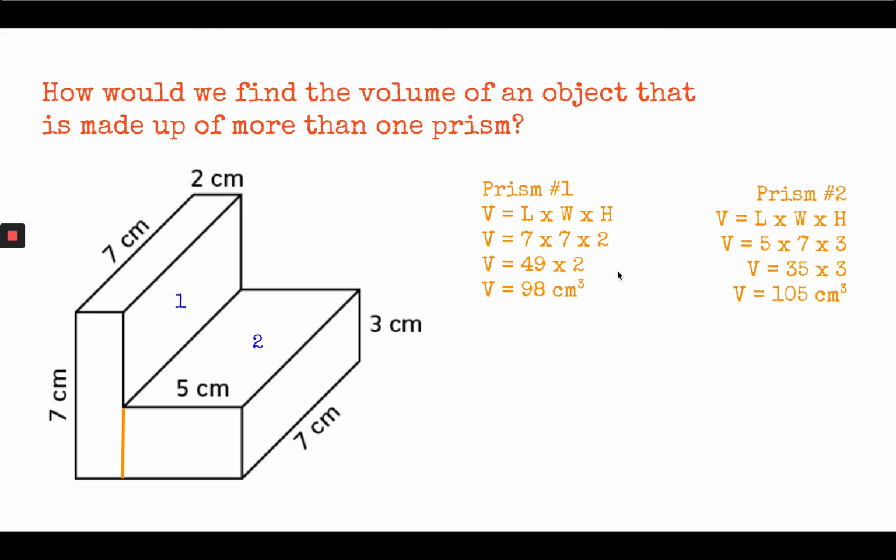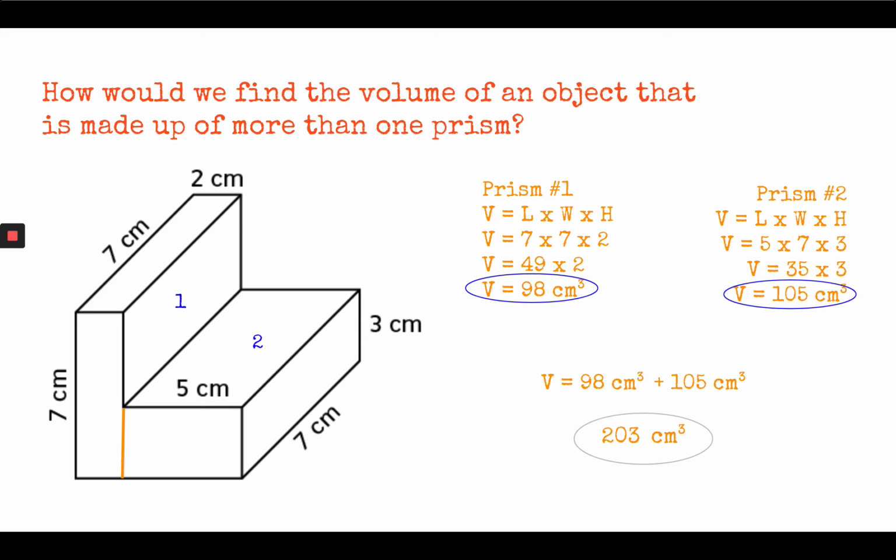This is not the total answer because I want to find out what this is all together. So I'm going to take my volume from prism 1 and my volume from prism 2, and I'm going to add those. So 98 centimeters cubed plus 105 centimeters cubed. It's going to give me a total of 203 centimeters cubed. So that would be my final answer for volume.